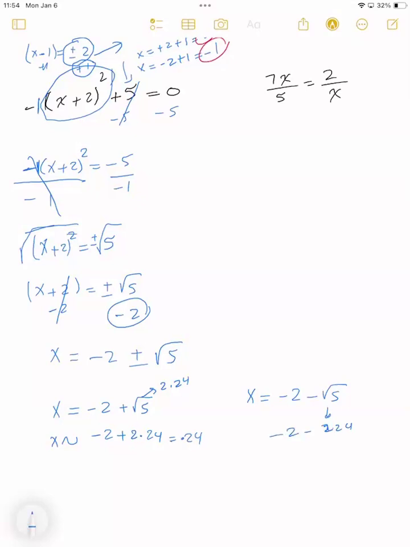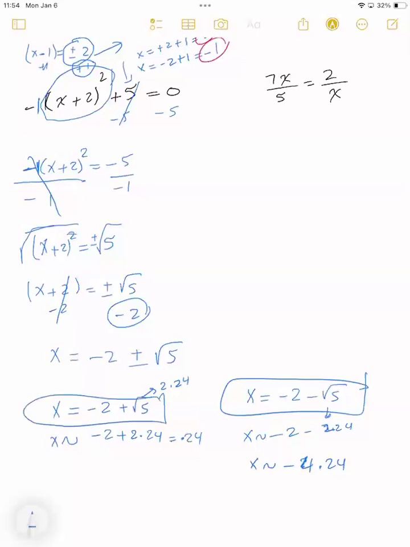Again, this is 2.24, -2, -2.24. One number is negative, the other is negative. Add, you get -4.24. These are your exact answers. These are the estimations.